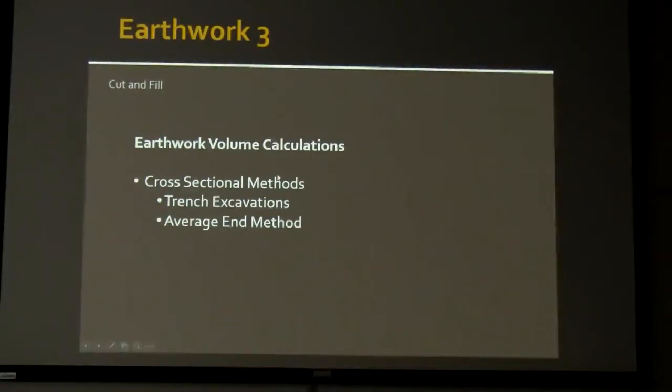So cross-sectional methods: there's trench excavations, and then there's the average end method. Of course, the average end method is an approximation method, even more so than the trench excavations. We take advantage of some of the geometries and known applications of geometric calculations in order to estimate the amount of earthwork volume we'll be removing.